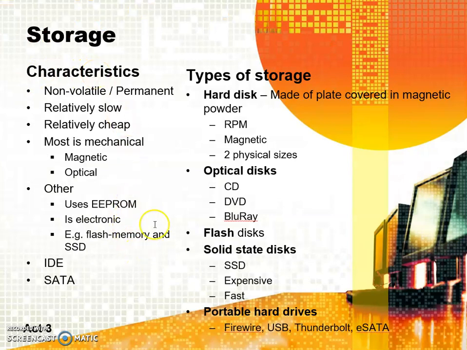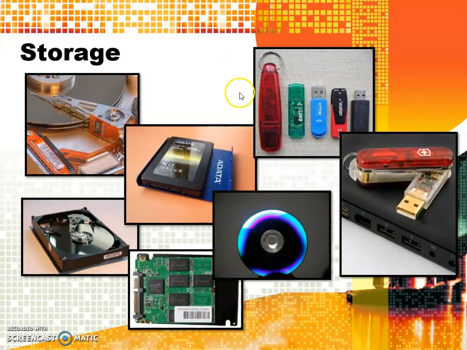Storage, the characteristics of storage. We talk about non-volatile, permanent, the cost, the speed of storage devices, whether it's magnetic or optical. What's this thing called? EEPROM, IDE, SATA, your hard disk, your optical disks, your DVD-ROM, BluRay disc, your flash drives. Storage, there's an example of your flash drive. There's your hard disk drive.